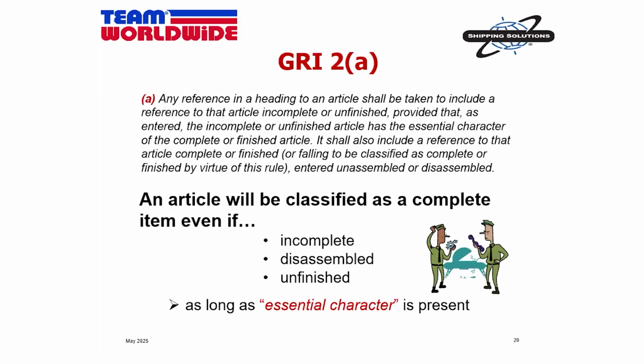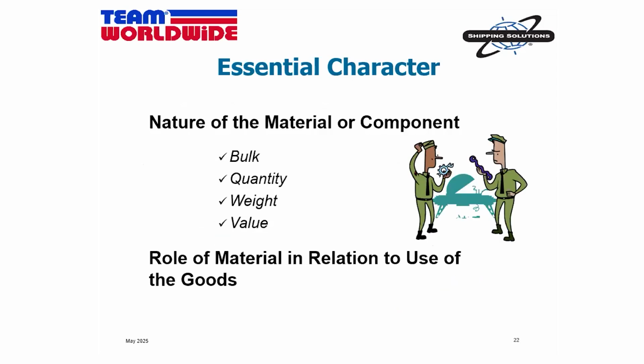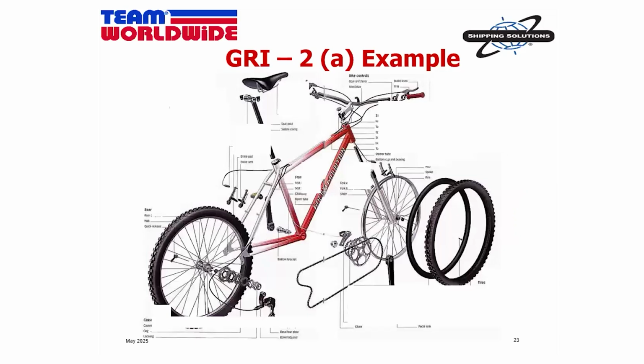Now, Rule 2 can get complicated. It talks about items that are incomplete, disassembled, unfinished, but have the essential classification of the finished item. If it is sold as a single item, priced as a single item, on an invoice as a single item, and we determine that it has the primary characteristic of the finished item, we classify it as the finished item. The characteristic might be involved function, bulk, quantity, weight, value, the role of the material or the goods in being a finished item. We could come up with a lot of complicated examples, but we'll use a simple one.